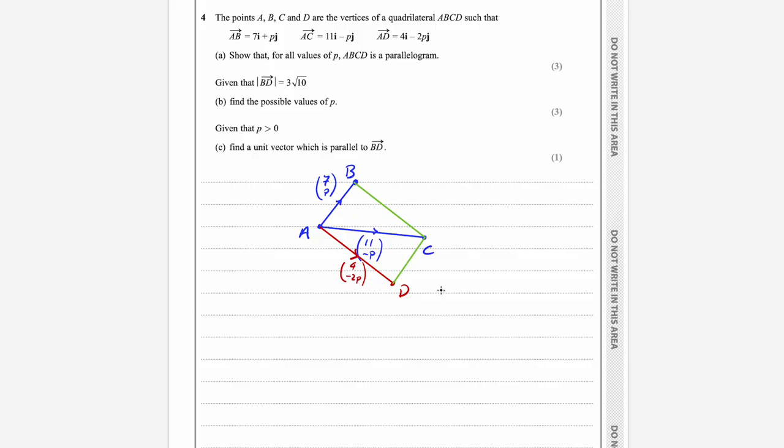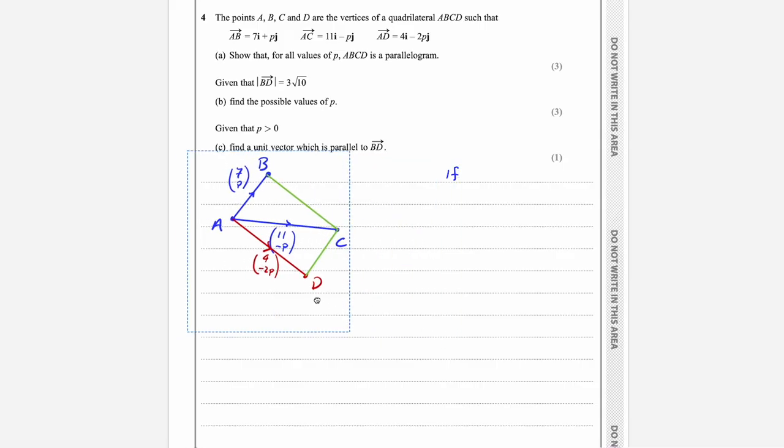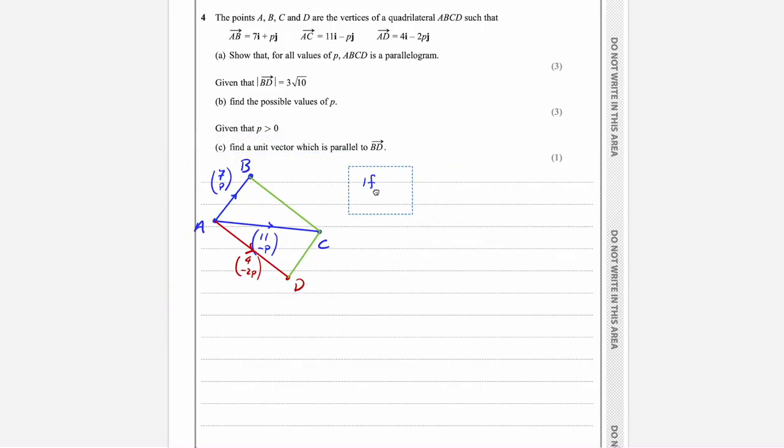I'm going to write, let's just do it here. I'll move this here. If it's a parallelogram, part A, AB must equal DC, and the other side must be true, BC must equal AD.